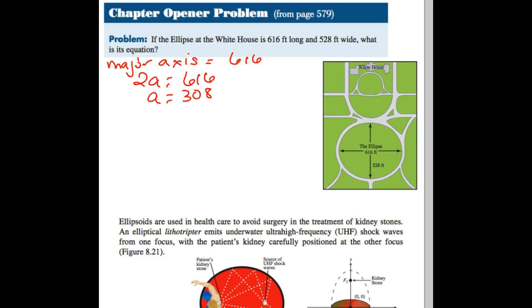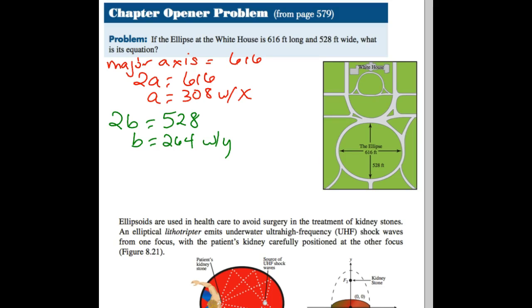And then for the minor axis, we're told it's 528. That's equivalent to what? 2b, from co-vertex to co-vertex. So 2b is 528, which means b has to be what? And we said that our a is going in the x direction, horizontal. So b is going in the y direction. Is that enough to write our equation? They didn't say anything about finding foci, so we don't really need to figure out c at all.